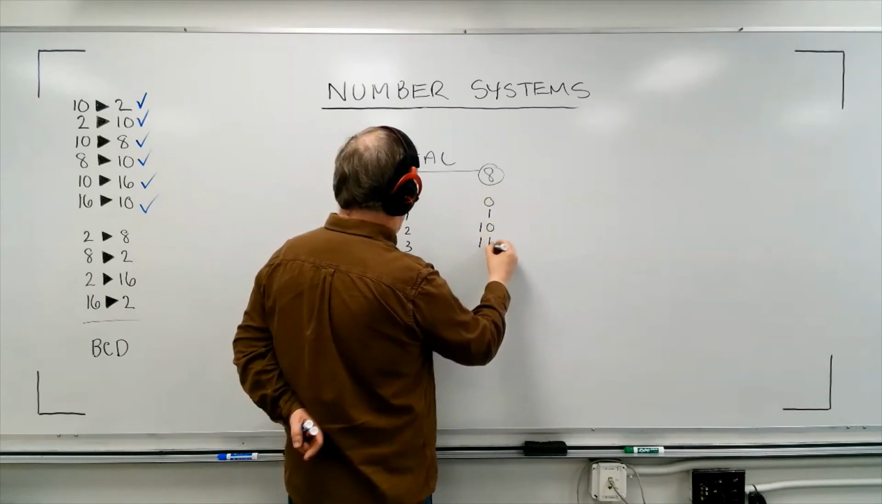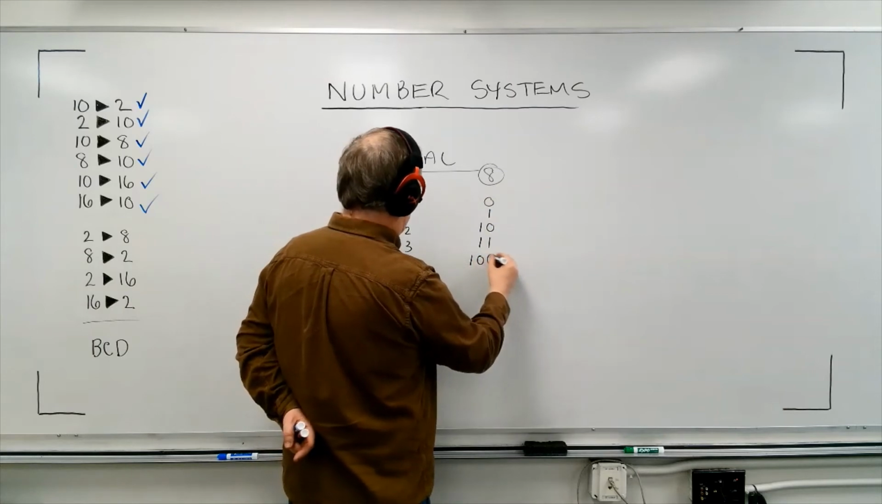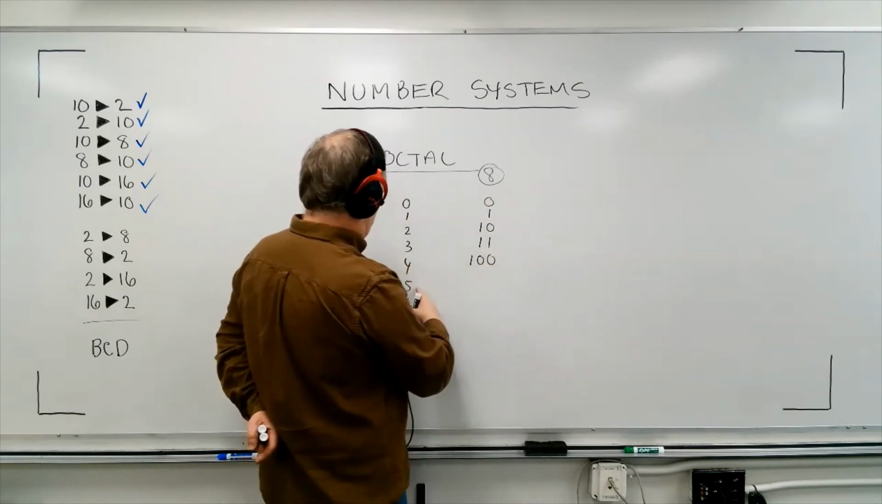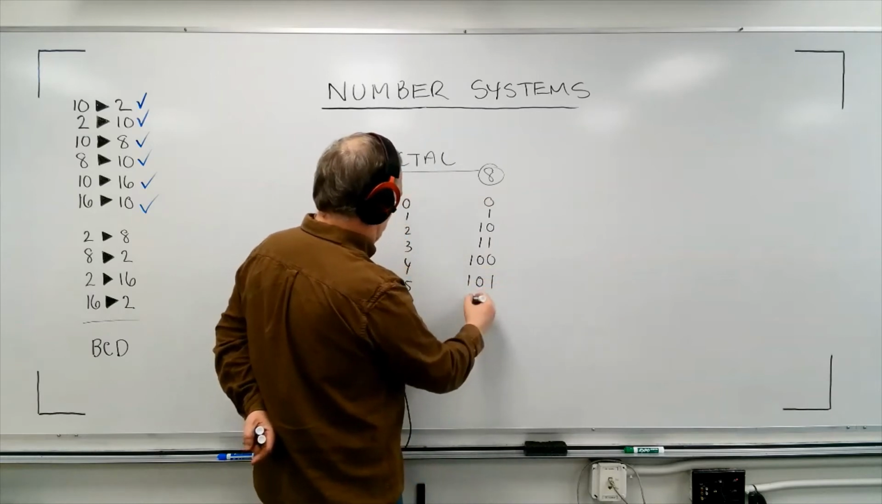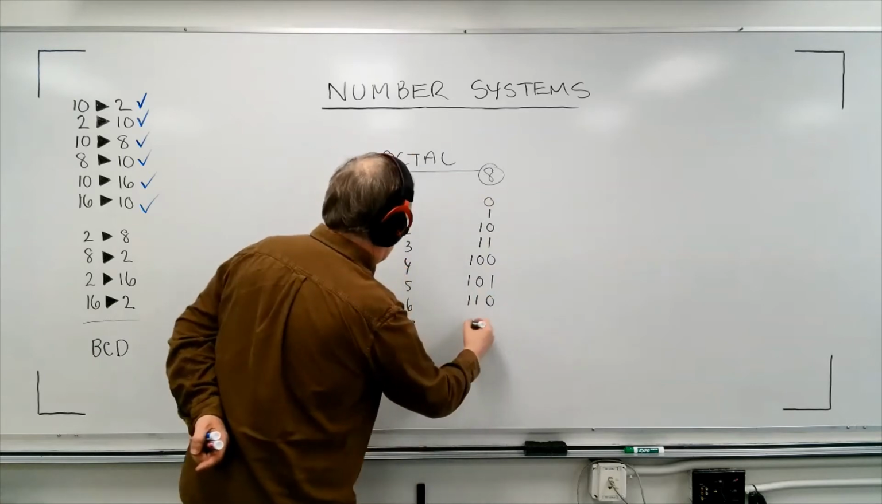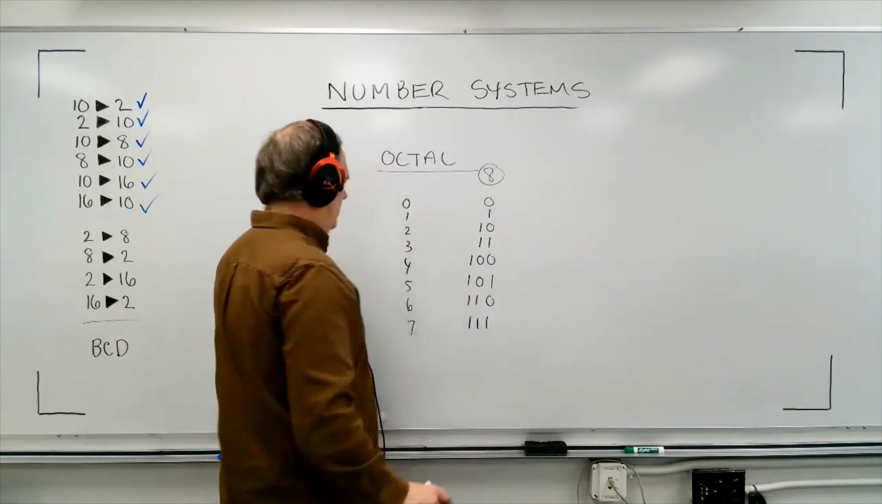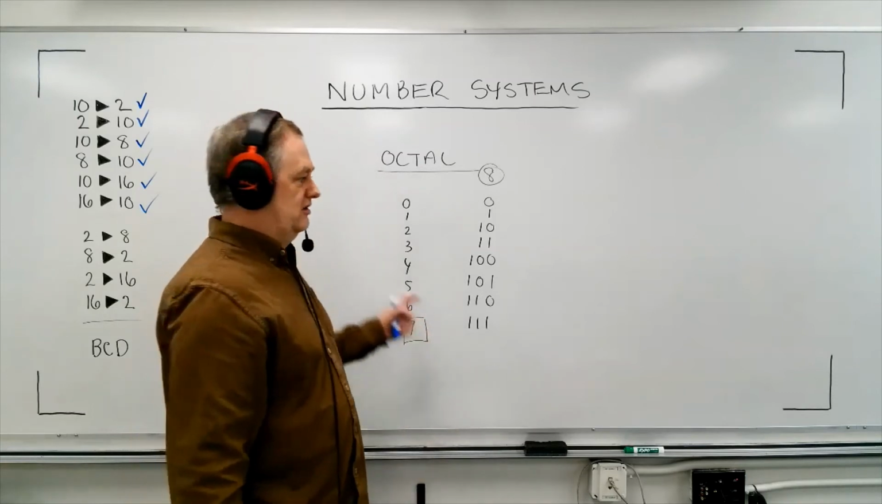3 would be 1, 1. Now when I get to 4, I would actually need 3 spaces, because that would be 1, 0, 0. A 5 would be shown by 1, 0, 1. A 6 would be 1, 1, 0. And a 7 would be shown by 1, 1, 1. Now, guess what? This is the largest symbol in the octal system.